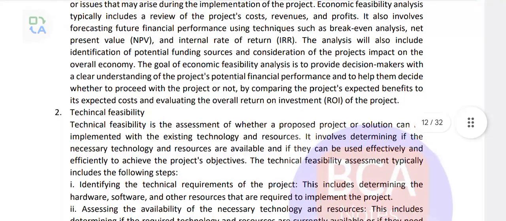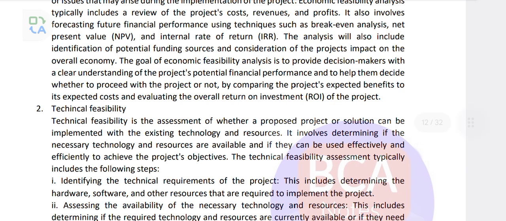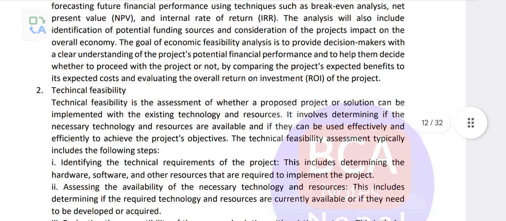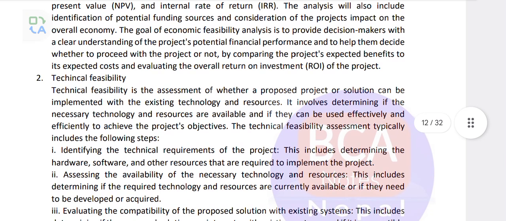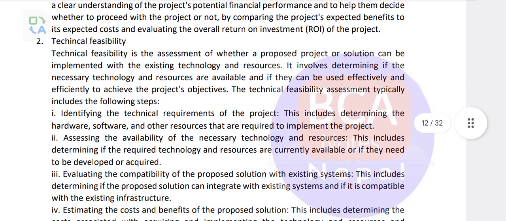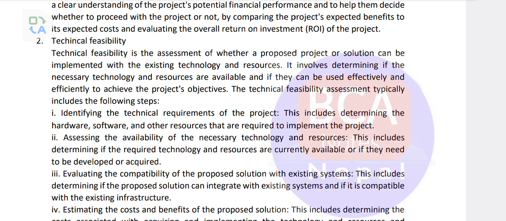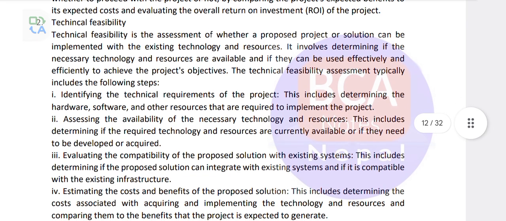Technical feasibility is the assessment of whether the proposed project or solution can be implemented with the existing technology. Identifying the technical requirements of the project includes determining the hardware, software and other resources that are required. Assessing the availability, evaluating the compatibility of the proposed solution with the existing solution.